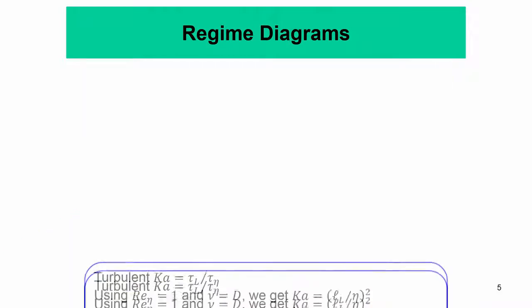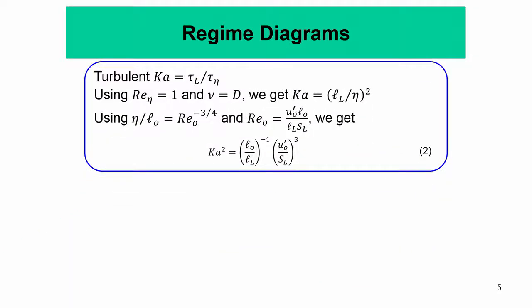There are other numbers also, something called a Karlovitz number. What is a Karlovitz number? I will just show the derivation here clearly. The Karlovitz number is the ratio of the flame time scale to the Kolmogorov time scale.